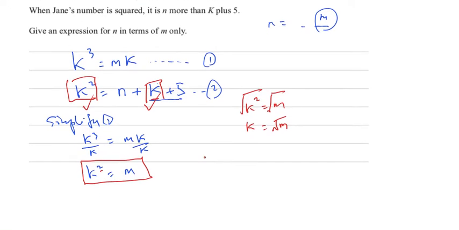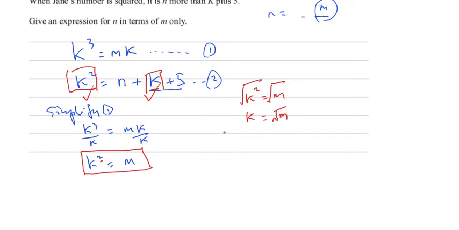Pretty good so far. So we just replace that. We have the first one and we have the second one. Let's substitute these two into equation number 2. Let's have a look at what we have. So k squared becomes m, equals n plus, k becomes square root of m, and that plus 5. Okay, almost there. Because we want n in terms of m, n should be by itself on the left hand side.